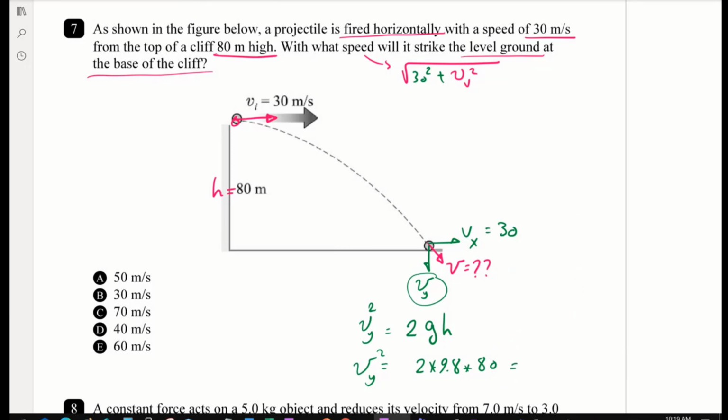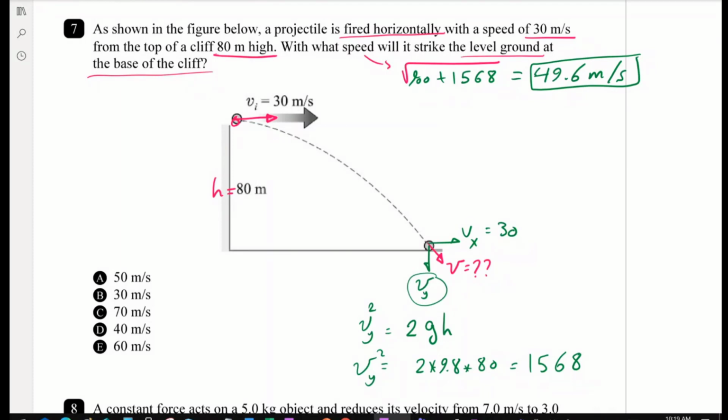So the result here is what? 1568. So I will plug it here. 1568. So the result is what? 49.6 meters per second. So that's one of the good questions actually.